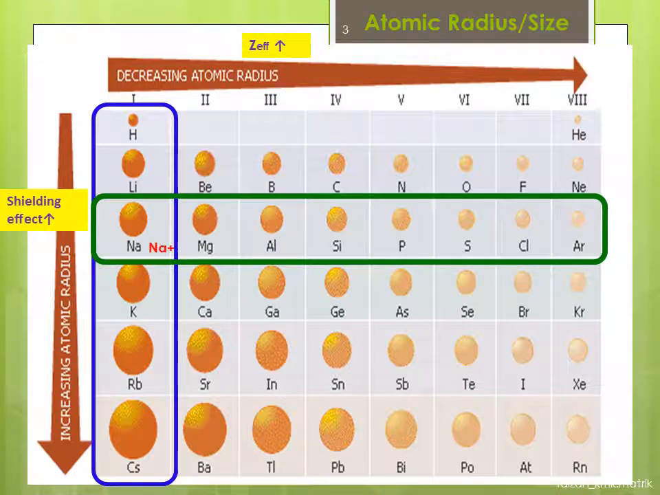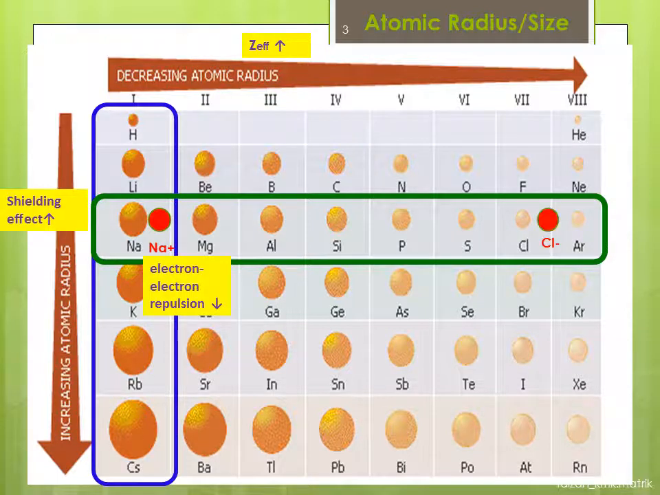Next, we learn about comparison between the size of ion and its parent atom. Generally, positive ion is smaller than its parent atom and negative ion is bigger than its parent atom. This is due to electron-electron repulsion.